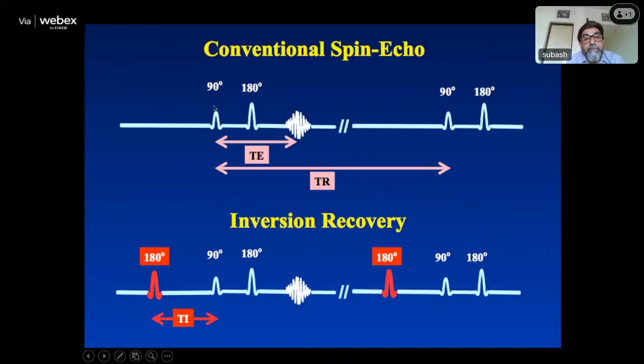TE means the time between the first 90-degree pulse and the time of acquisition of the data, which is called echo time. You are acquiring an echo signal. And the time between two 90-degree pulses is called the repetition time or the TR. This is the convention in MR imaging, and in all NMR experiments, whether it's spectroscopy or imaging, they have these two timings, TE and TR. And in most diagnostic imaging, these two parameters are varied to change the contrast of the image.